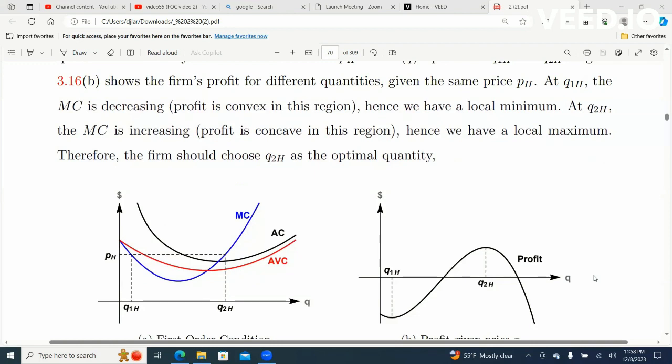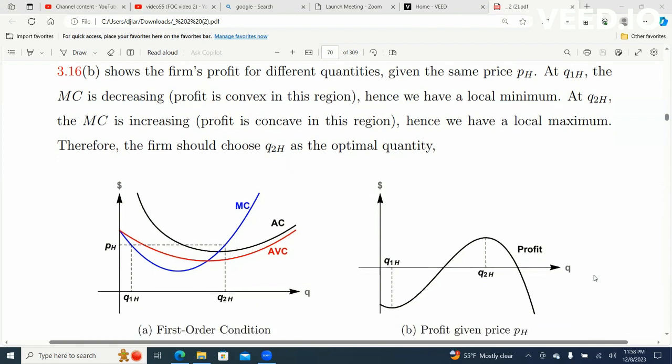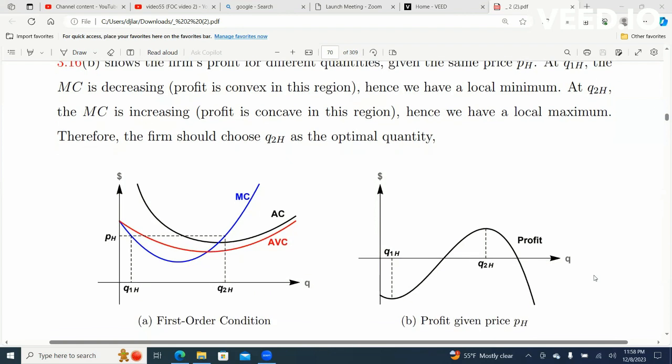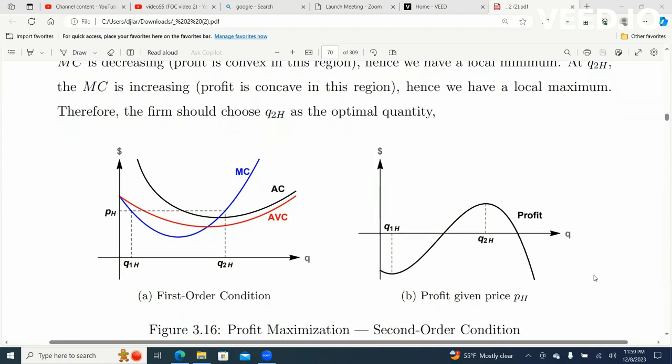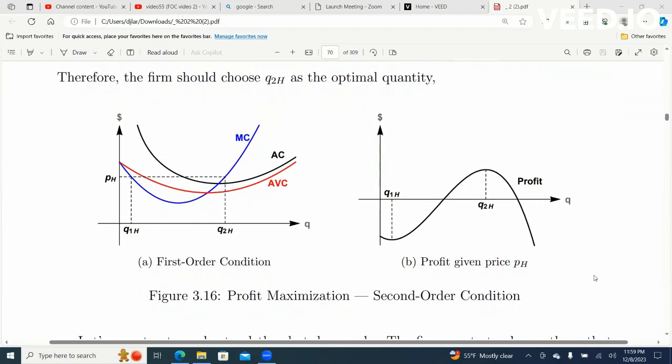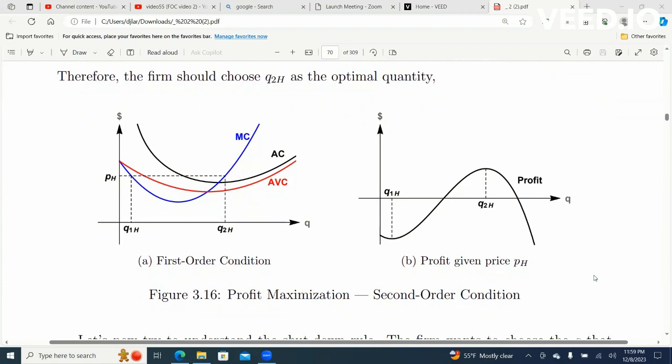Local min. At Q2H, the MC is increasing, profit is concave, hence we have a local maximum. They're talking about over on the right. Therefore, the firm should choose Q2H as the optimal quantity. What is true about Q2H? It's above the AVC and it's above AC.